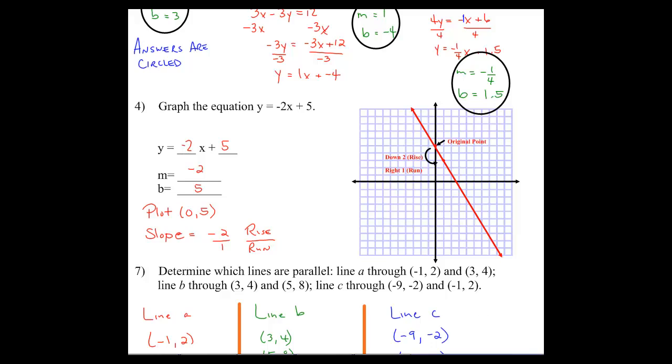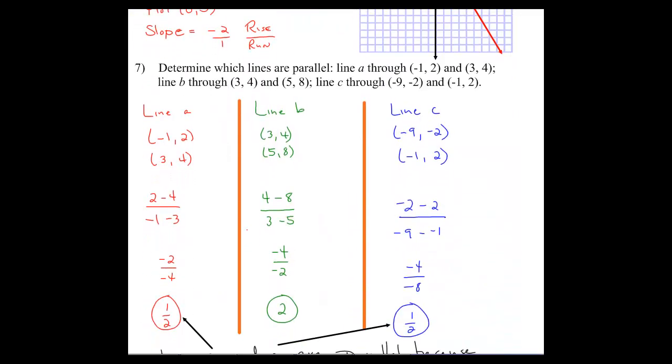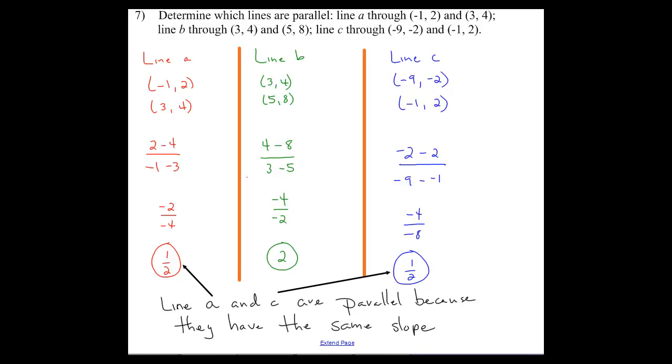Finally, number 7 asked us to see which of these lines were parallel. I found the slope for all of those lines and determined that line A and C were parallel because they had the same slope. Again, if you have any questions, please write them down and ask me in class.